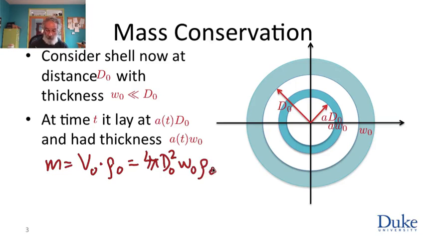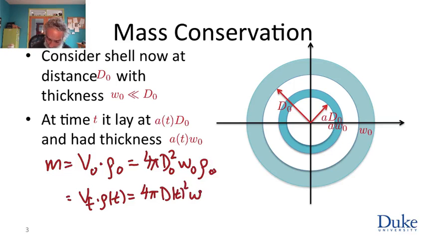Now, I can also write the mass as the volume at time t times the density at time t. The point being that these are the same dust grains. They've moved and they now occupy a different region in space, but they have neither been created nor destroyed. And so I can write this as 4 pi d of t squared w of t times rho of t.